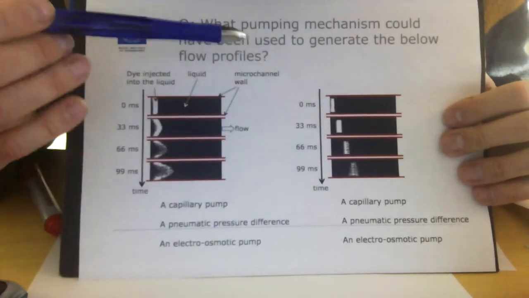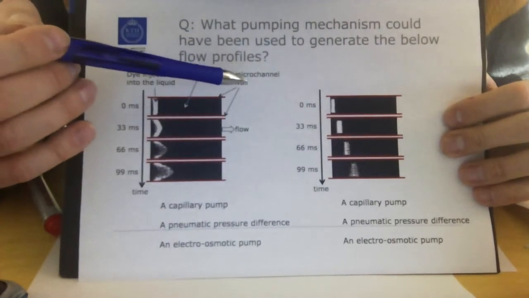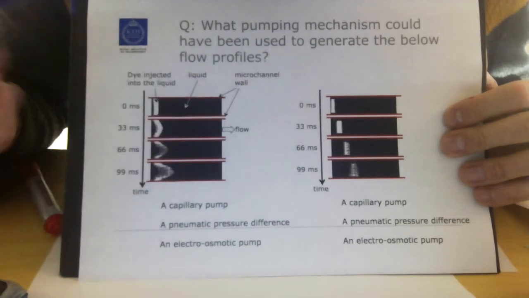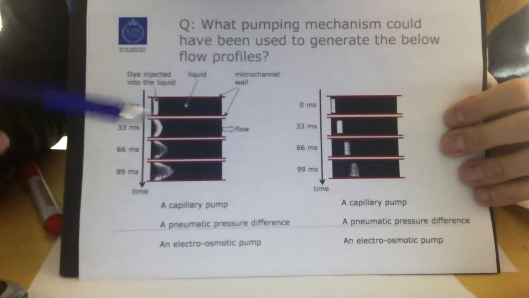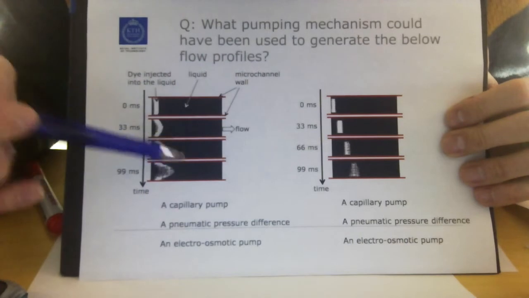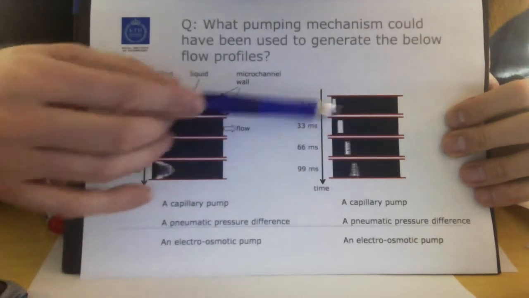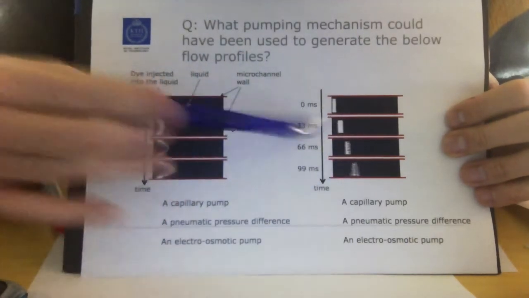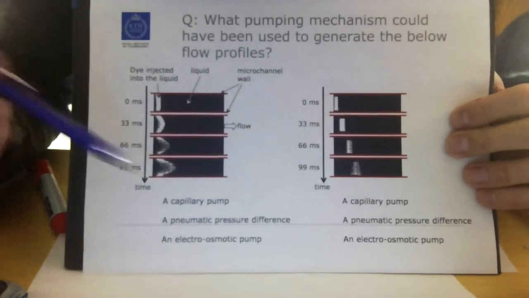This is typical, of course, for electroosmotic pumping, as I have just explained. So we know that the parabolic profile can be generated by a pneumatic pressure difference, and the flat profile is generated by an electroosmotic pump, and not vice versa. So what about capillary pumps?